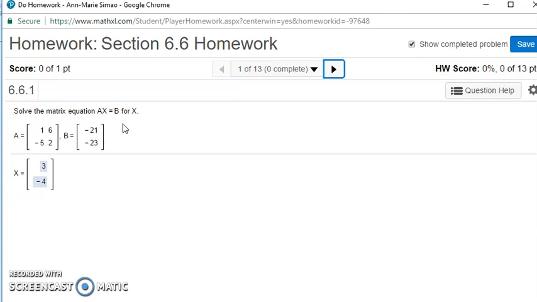However, with matrices, we can't divide matrices, so we have to take the inverse. Not the additive inverse, but the inverse. So first thing I need to do is, if I do the inverse of A times A, I'm going to get 1, which means I need to do the inverse of A times B.